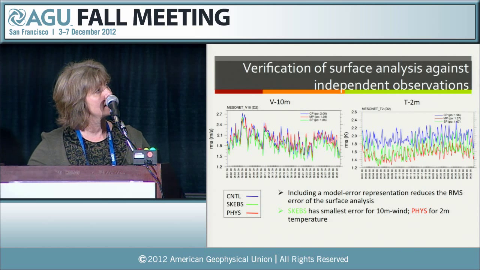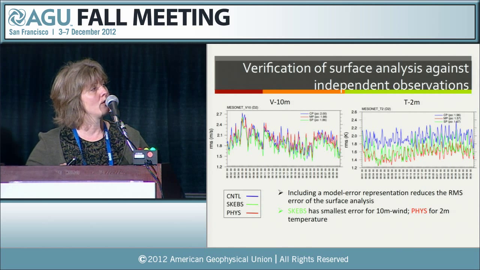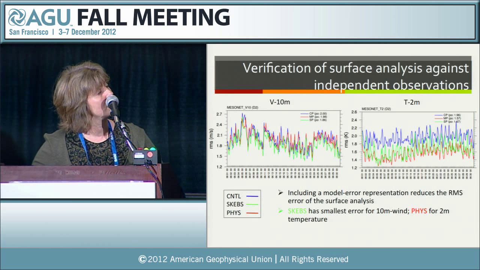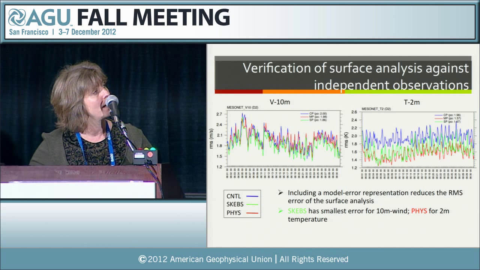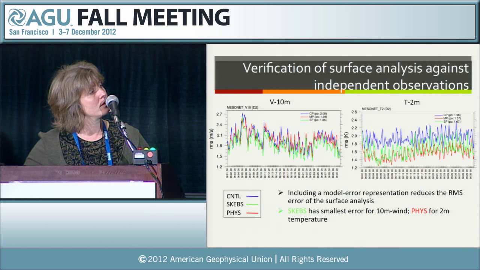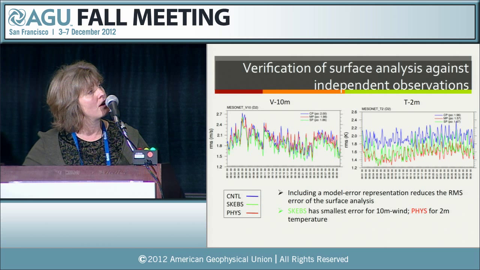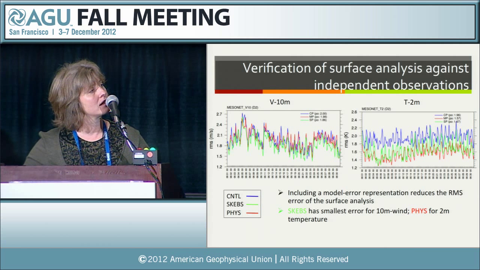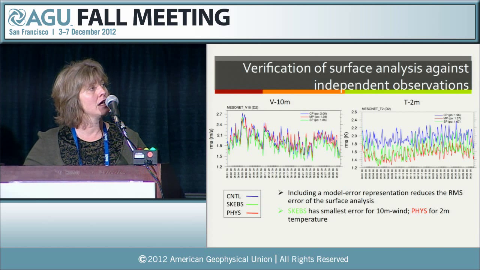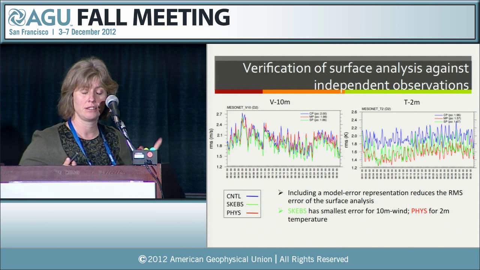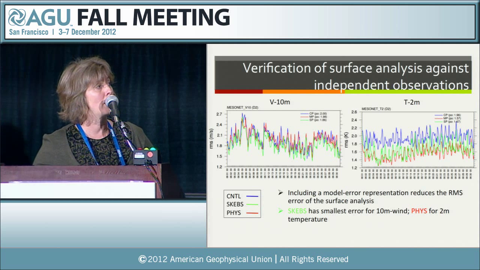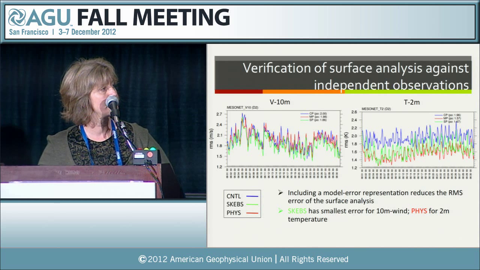Up here are the statistics, just the RMS error averaged over the whole cycling period. And we see that for meridional wind, the best result is obtained for the SKEBS scheme, while for 2-meter temperature, the multiphysics scheme is outperforming the SKEBS scheme slightly. However, it is clear from these results, these are analyses, that the analysis gets better if you introduce a model error representation.